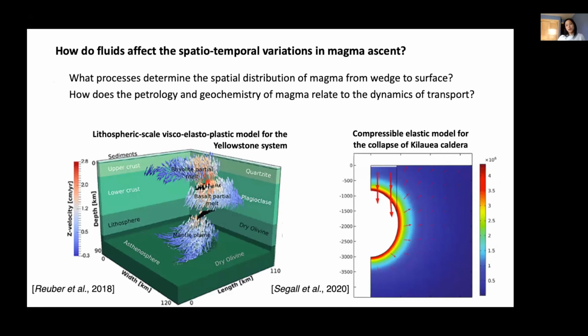A similar set of questions were raised on magma ascent. What processes determine the spatial distribution of magma from wedge to surface? And again, here we have a model by Rüpke et al. that indicates the magma ascent from the top of the asthenosphere to the surface. This is a lithospheric scale model, but what we are still missing is the interactions between different elements within this system that basically controls the fine structures of magma systems, where the magma ends up being at the surface. So that's coupling large scale to small scale models, and the opposite is true.